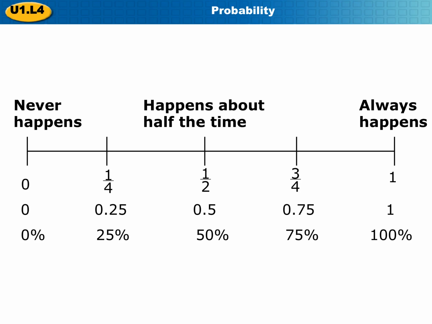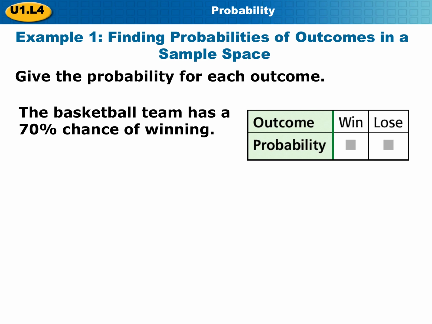This chart gives you an idea of how likely something is to happen. If it's 0, it never happens. If it's 100%, it always happens. 0.5 or 50% happens about half the time. And 75% would be likely to happen, and 25% would be not likely to happen. If a basketball team has a 70% chance of winning, that means they have a 30% chance of losing.